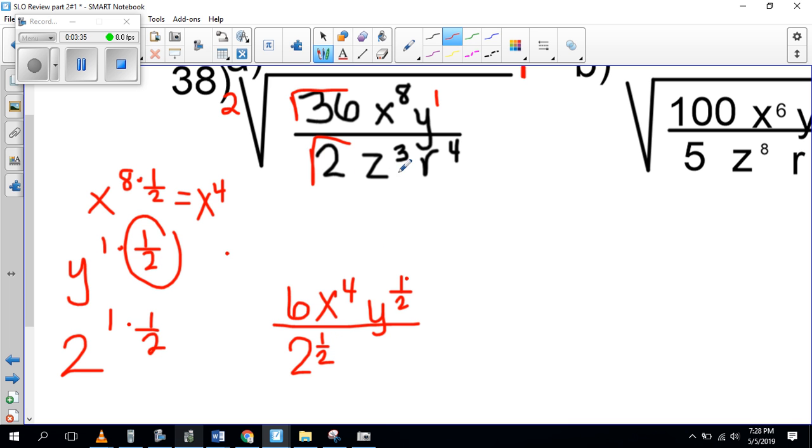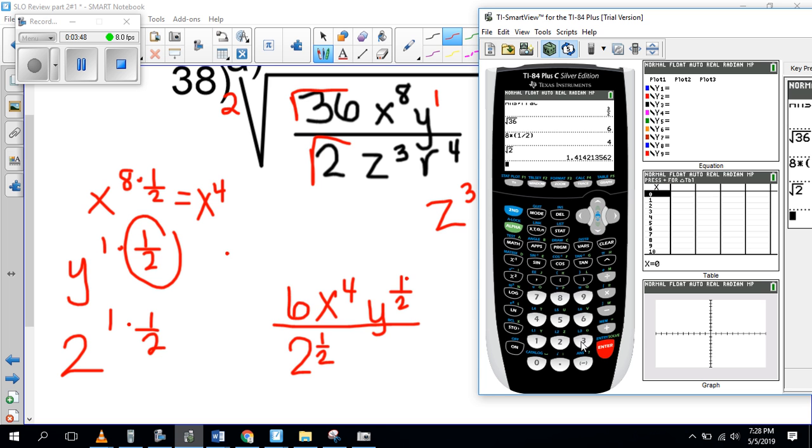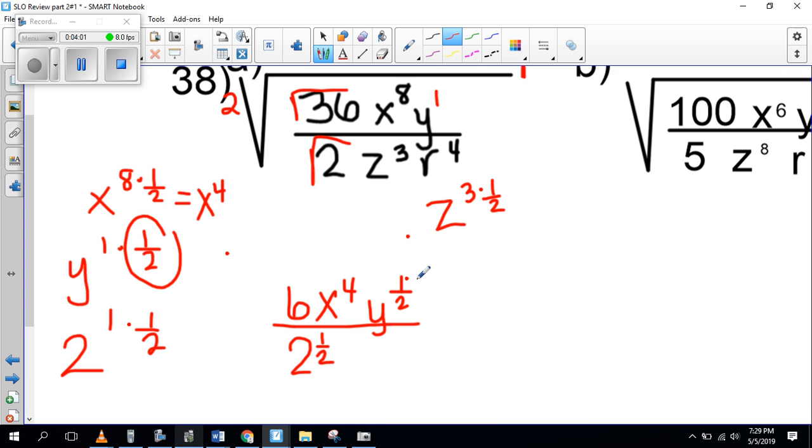Okay? Now, z, I'm just going to come over here. Z to the 3rd. So we're going to multiply it times that 1/2. So let me show you in my calculator. 3 times parentheses 1 divided by 2. And we get, and I don't want a decimal, so we hit math, enter, enter, 3 over 2. So that means my z would be 3 over 2.